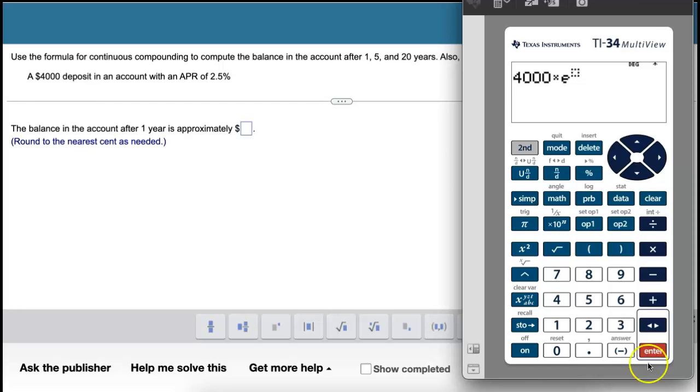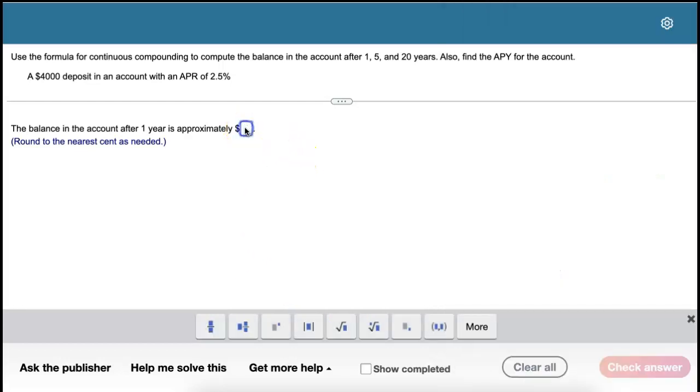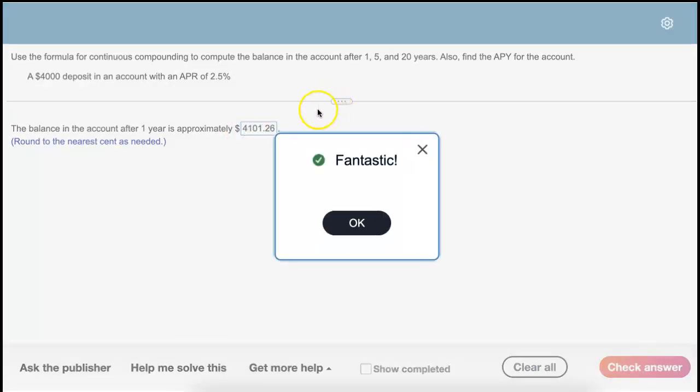Again, it's already set up so that it's ready for our exponent. Our exponent is the APR written as a decimal times the number of years. And this should be the value, the balance in the account after 1 year. We're asked to round to the nearest cent. So that was the following.